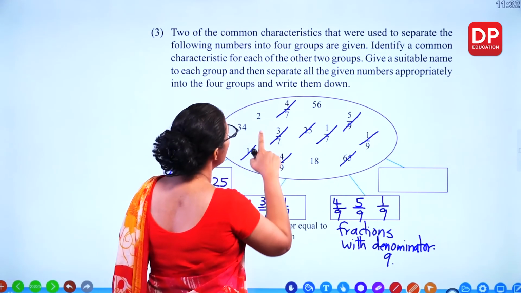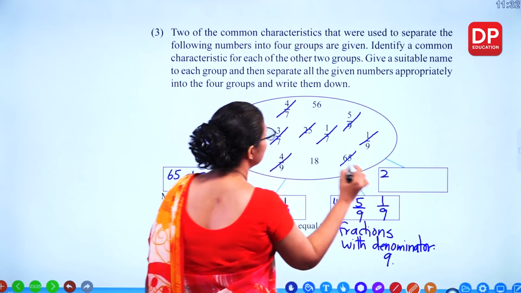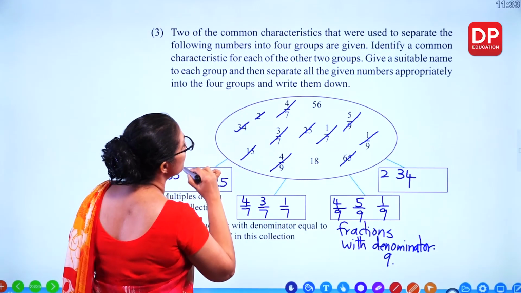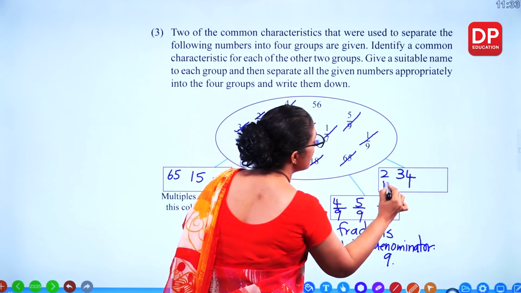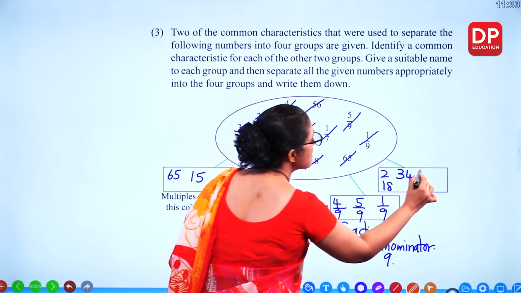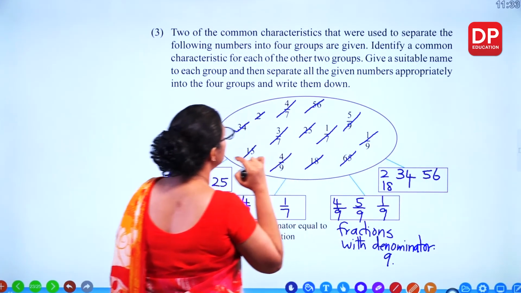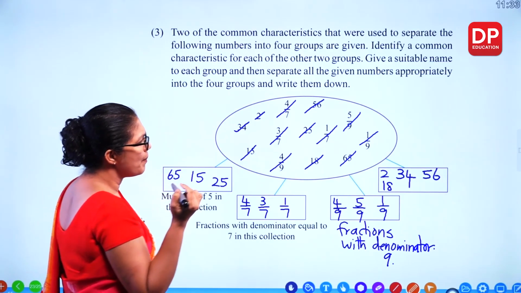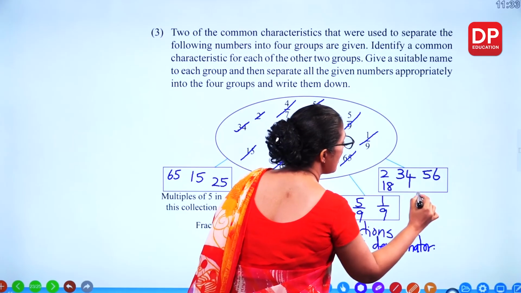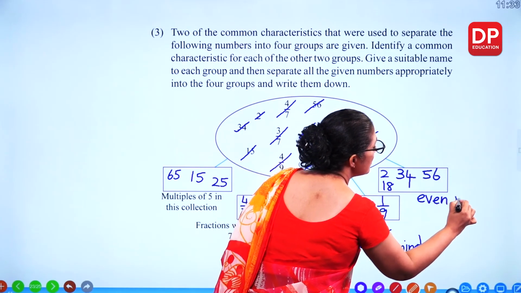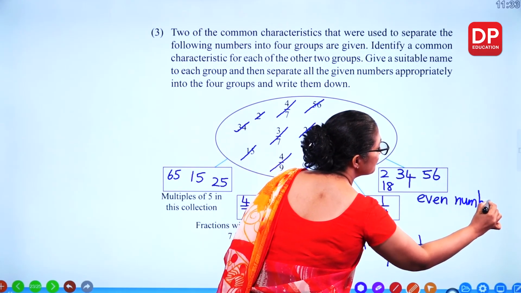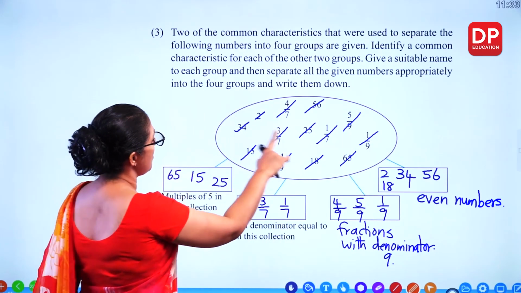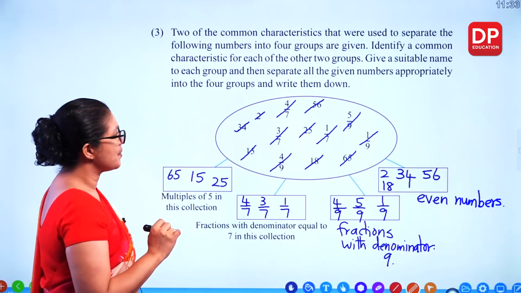Now what are the other numbers? We'll write down first 2, 34, 18, 56. Those are even numbers. So you can write these are even numbers. So we took all the numbers there into 4 groups.